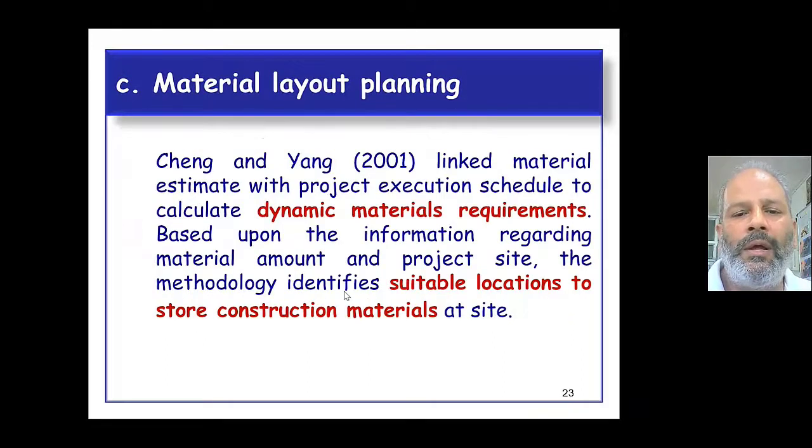Then material layout planning. When the material estimate is linked with the schedule, it generates dynamic material requirement. Now GIS stores the site information. So we know at what time which material is to be stored or how much material is to be stored. Once we have the dynamic material requirement with us, GIS helps in identification of suitable locations on site. Then we are in a position to store material at site properly.